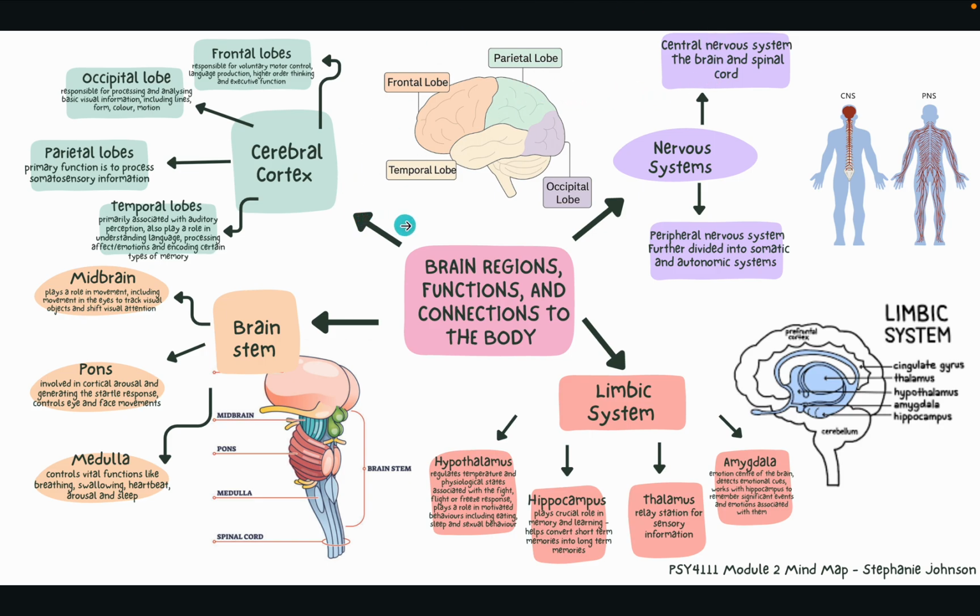And the temporal lobes are primarily associated with auditory perception. They're located next to our ears. And they also play a role in understanding language, processing emotions, and encoding certain types of memory. So if we see this little part on the back of the brain here, this is the brainstem, which we'll go into further down here.